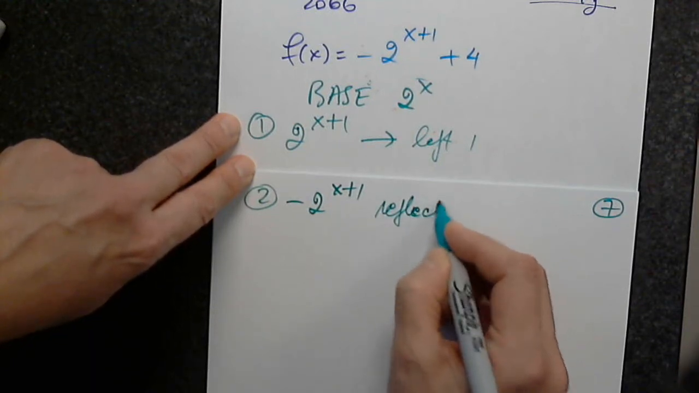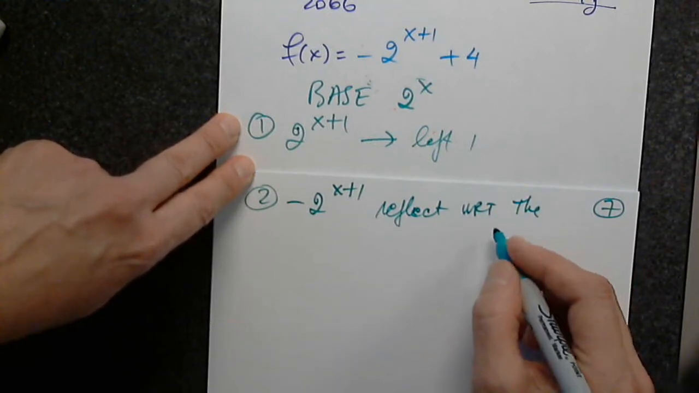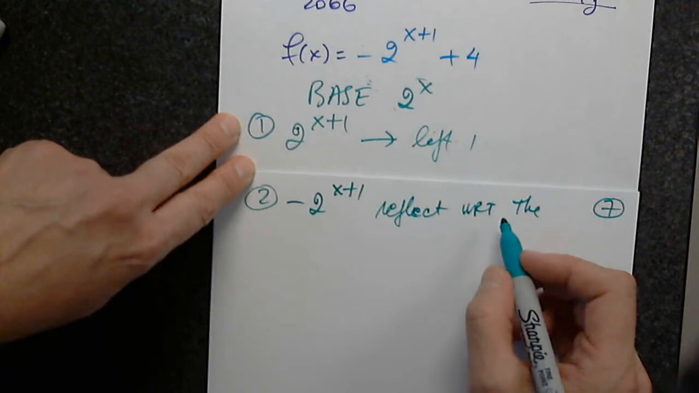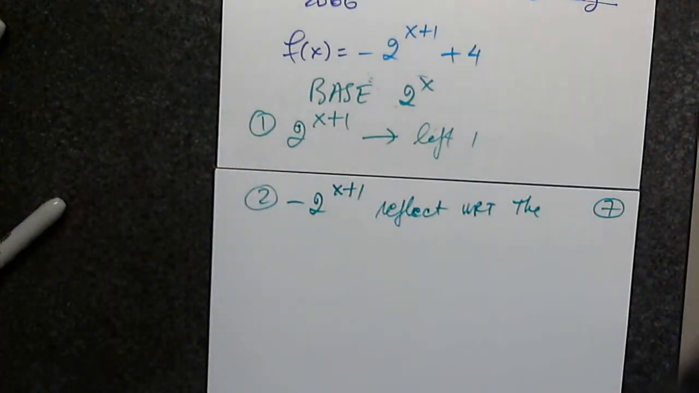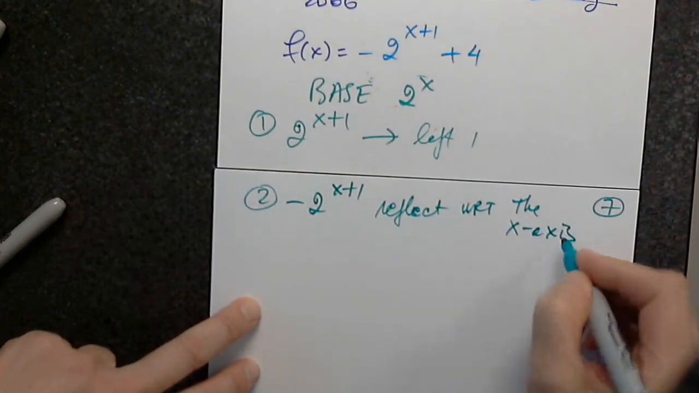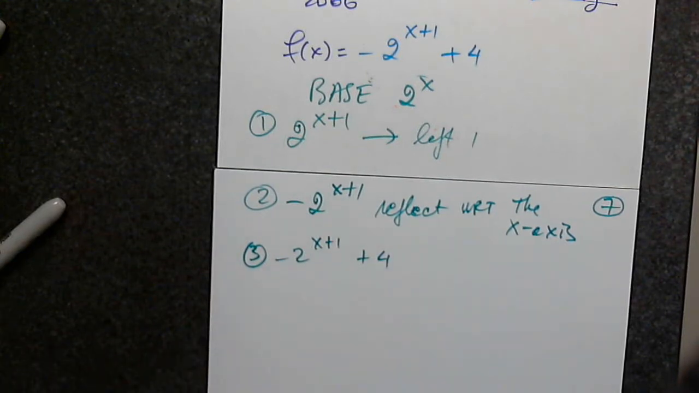Reflect with respect to the, say it again. No, that would be x into negative x, right? X into negative x is with respect to the y-axis. But we are changing y. So that's with respect to the x-axis. Very good. Awesome. And number 3, -2 to x plus 1 plus 4. What does number 3 do to number 2?